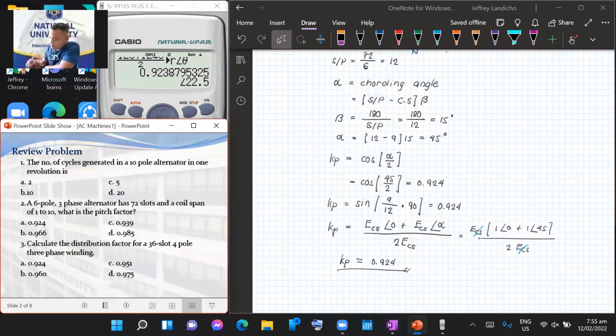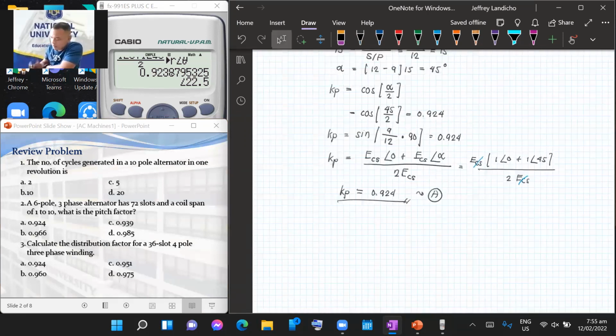Okay, ano letter yan? It should be A. Okay. So, iwan ko, no? Let us try to solve for number 3.